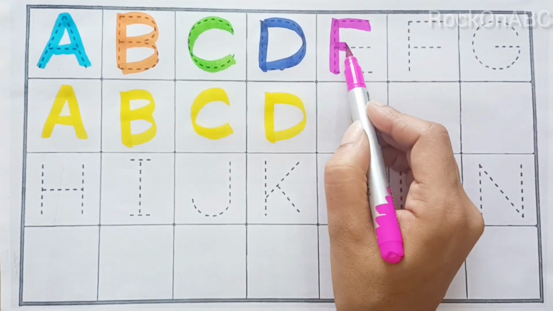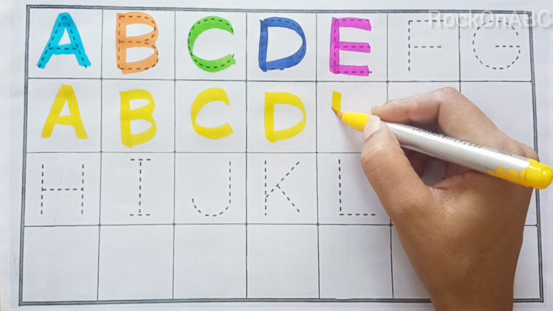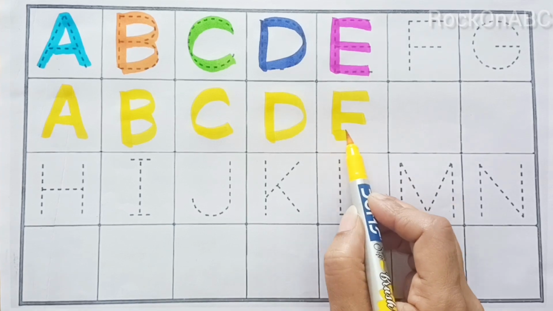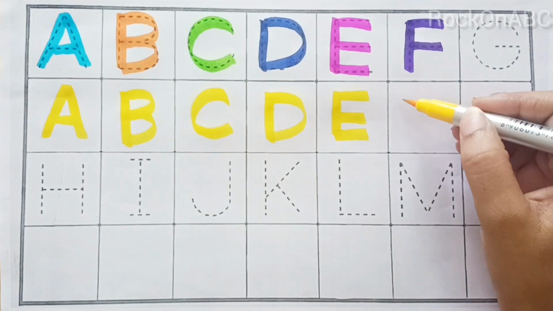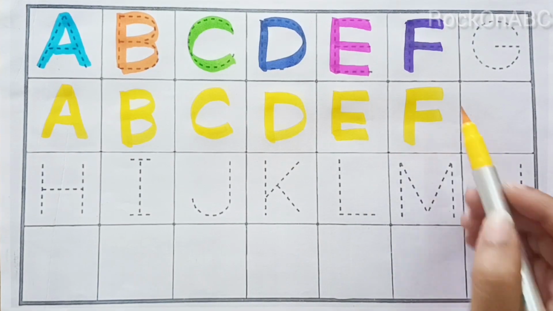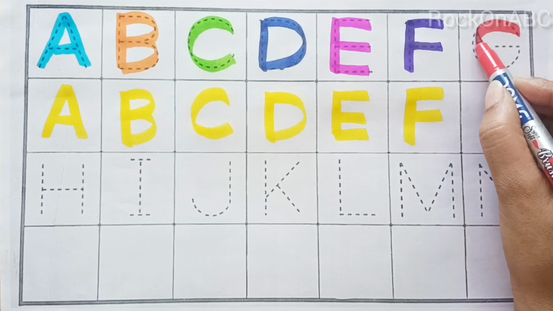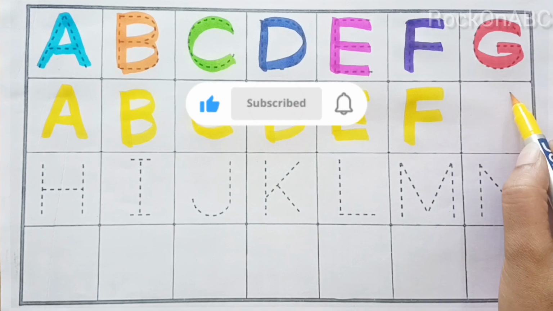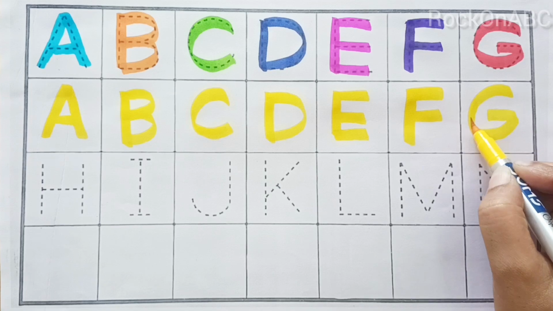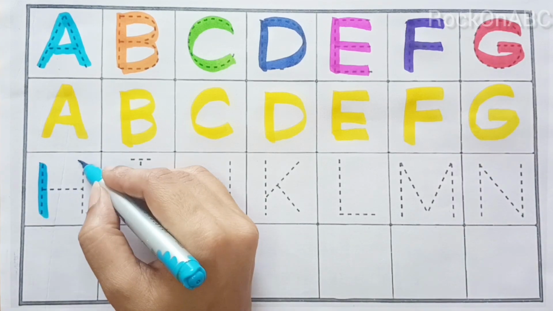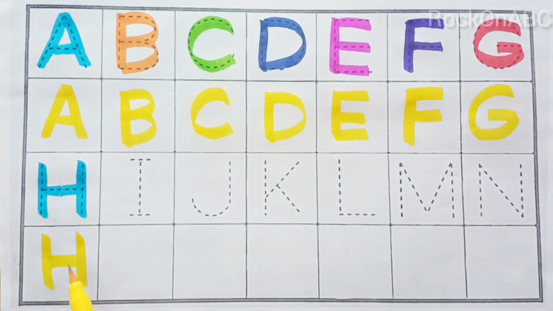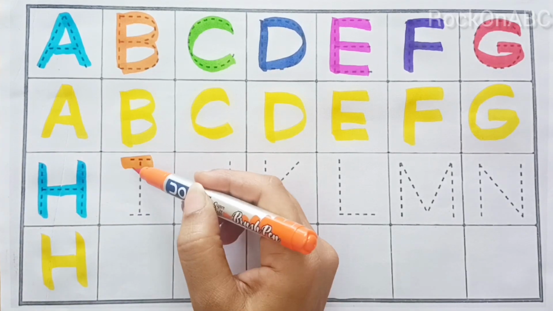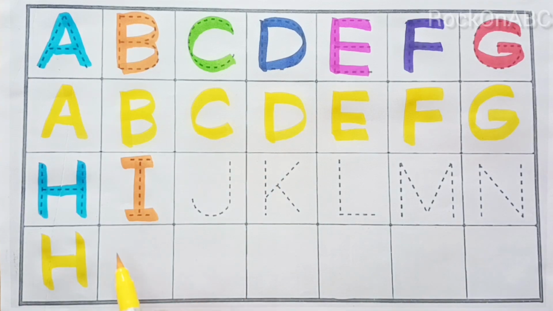E for eagle. F for fox. G for garden. H for hippopotamus. I for igloo.